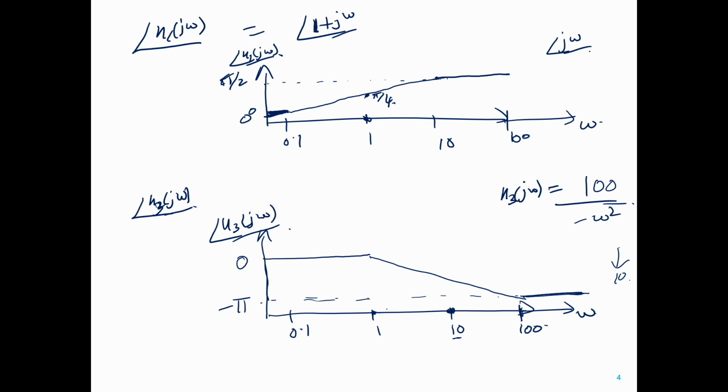Now, the phase sketch for H(jω) should be the sum of these two phase sketches. So I go through these two sketches point by point and then just sum them up. I'm going to leave this as an exercise to you to sum up these straight lines. It should be a very trivial exercise. So take that as an exercise and good luck.